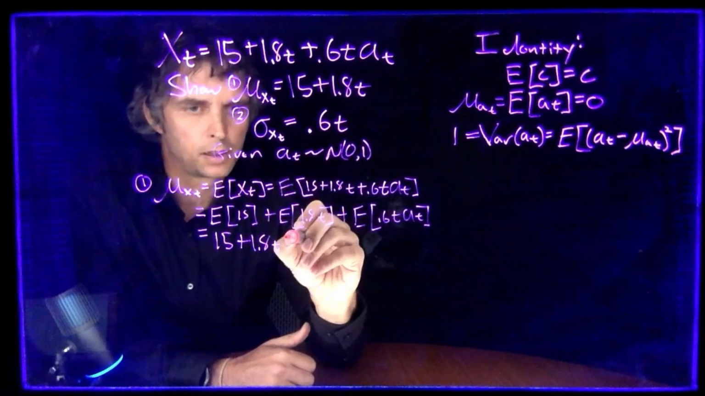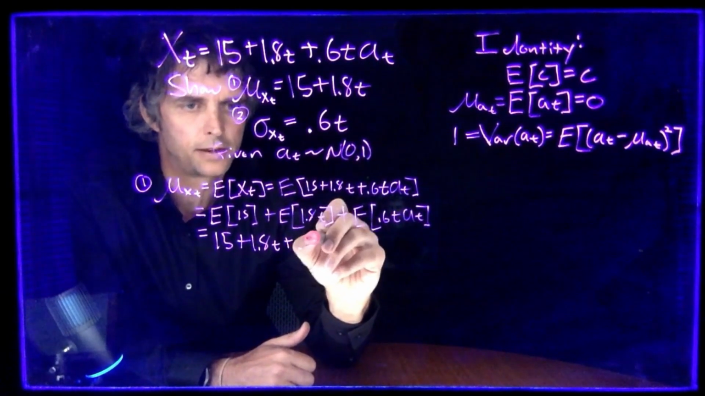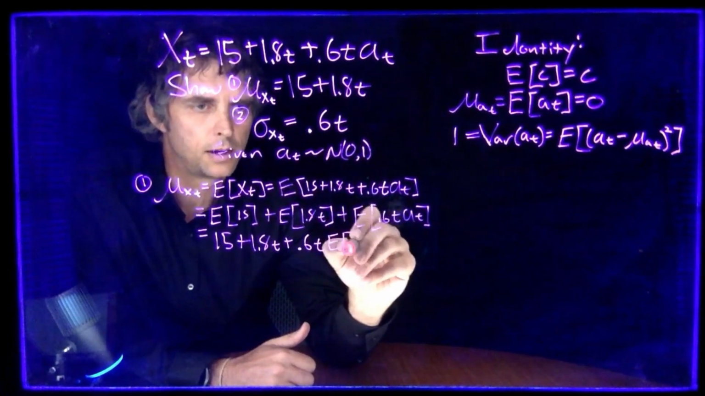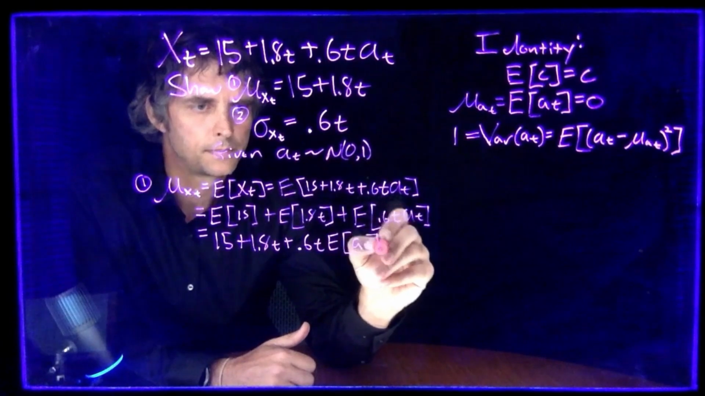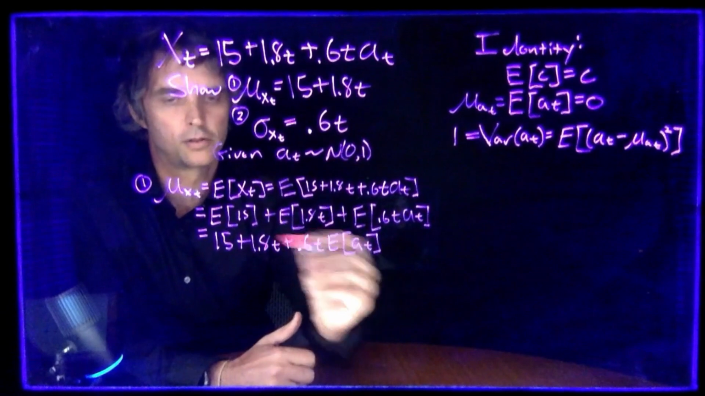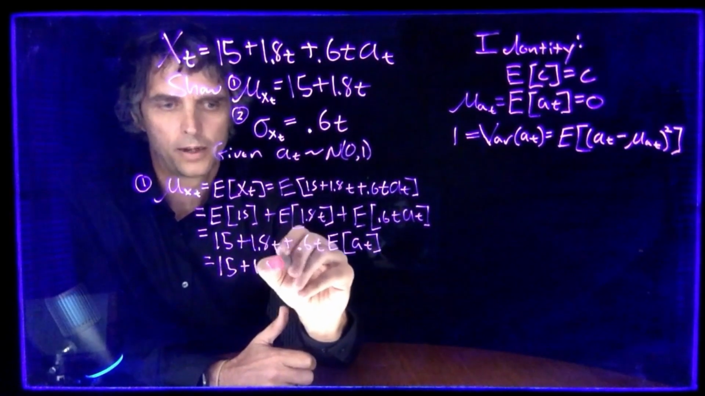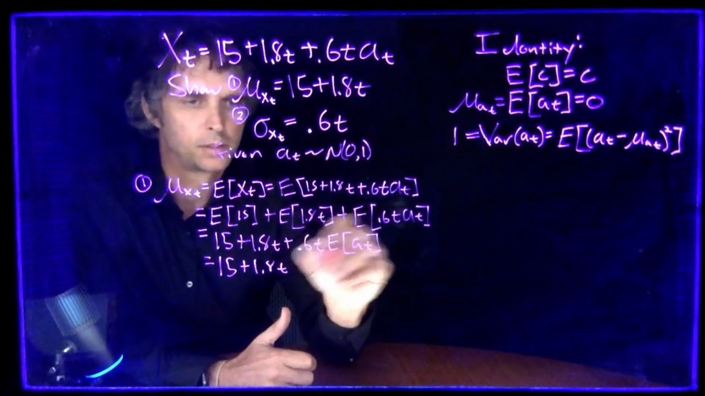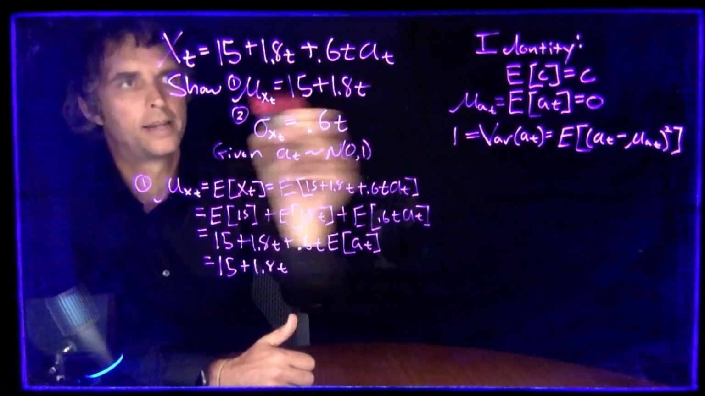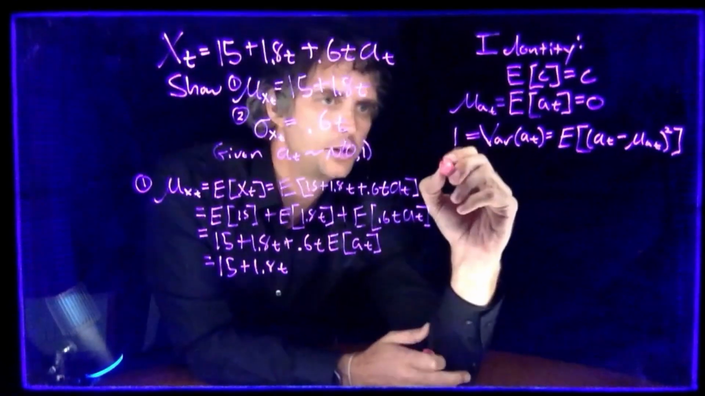And then plus, we have a rule that says, hey, those constants can come outside of the expected value. So that's 0.6 t times the expected value of at. And we know that the expected value of at is 0, so that term just goes away. So that will equal 15 plus 1.8 t plus 0. And so we've done it. Mu xt is equal to 15 plus 1.8 t. We've got number 1. So now we're going to come over here and do number 2.